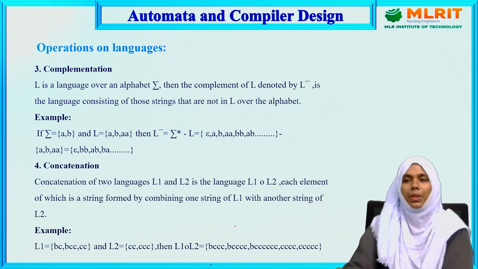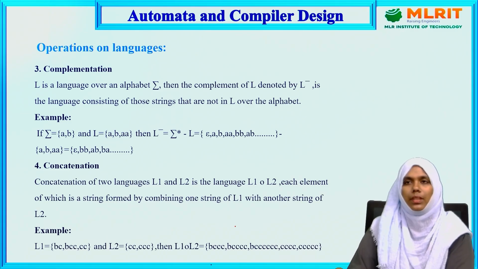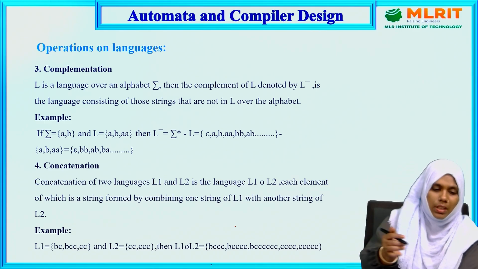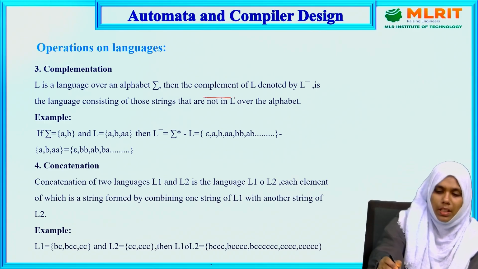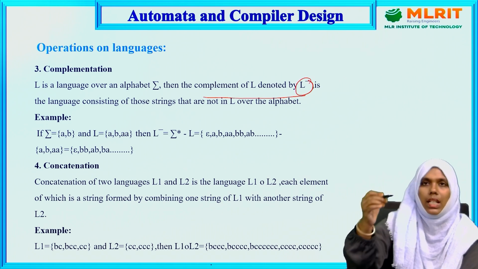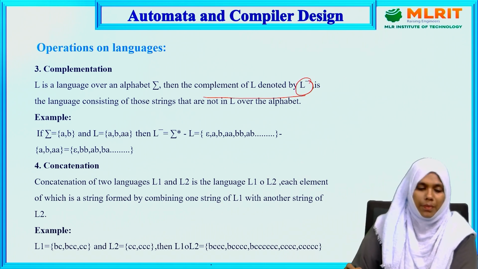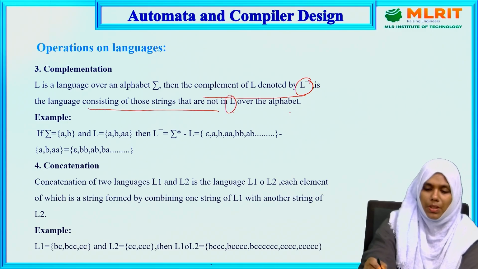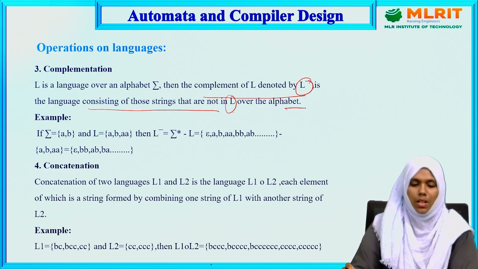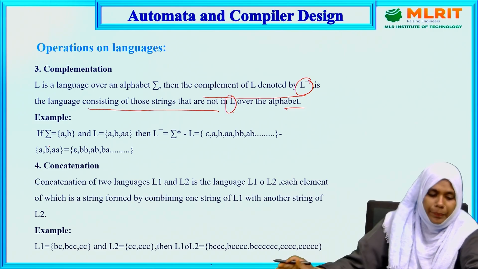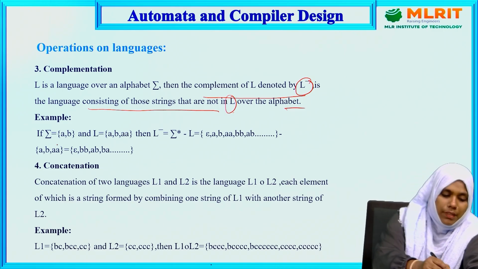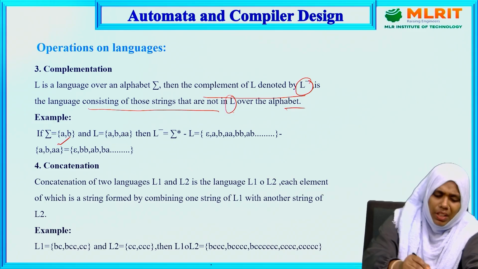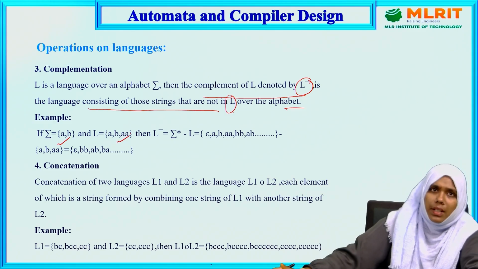Now coming to the third operation in the language, that is the complementation. Complementation is denoted by the symbol L power minus, which is the language consisting of the strings that are not in the language over the alphabet. We'll see one example here. If the alphabet is given as a, b, and we have taken some language L equal to a, b, a.